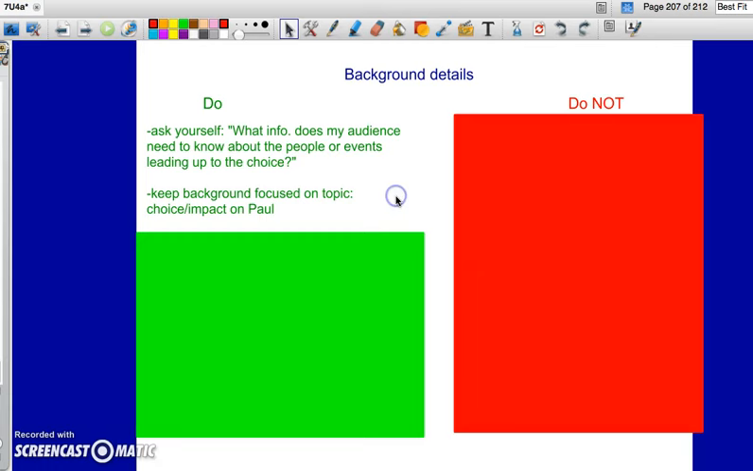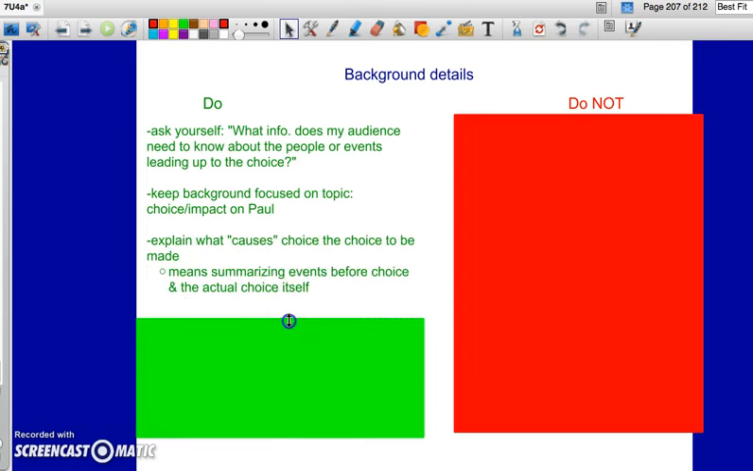Do keep your background focused on the topic, the choice and the impact on Paul as much as possible. This is not a time to just include every sort of summary detail and everything that happens in the novel. Keep it focused. Do explain what causes the choice to be made. In other words, this means summarizing the events before the choice and the actual choice itself.